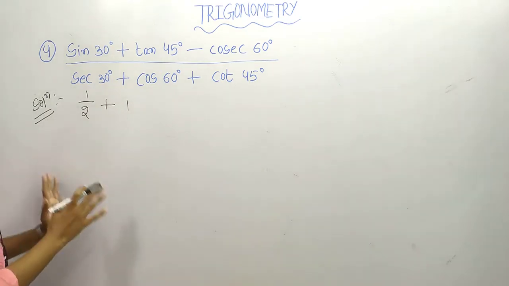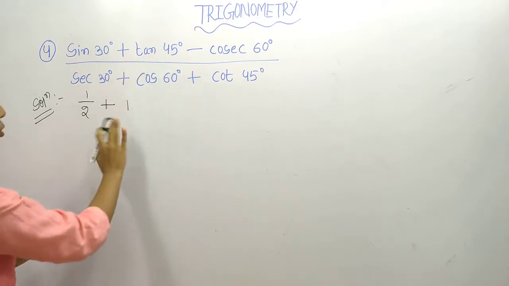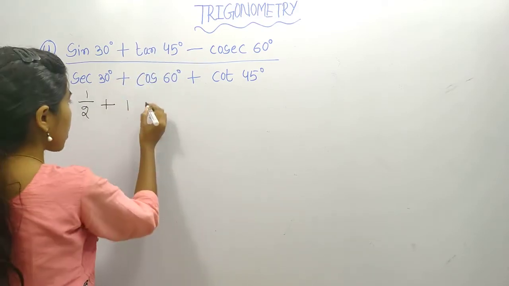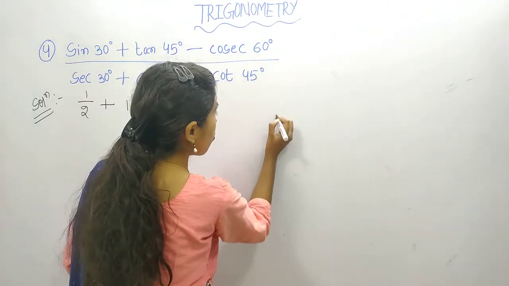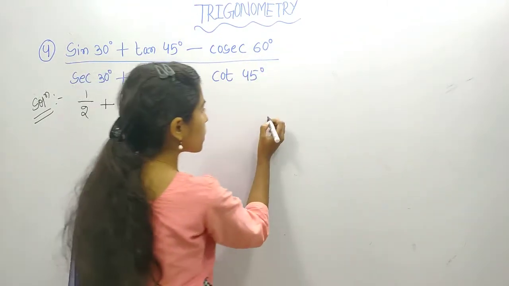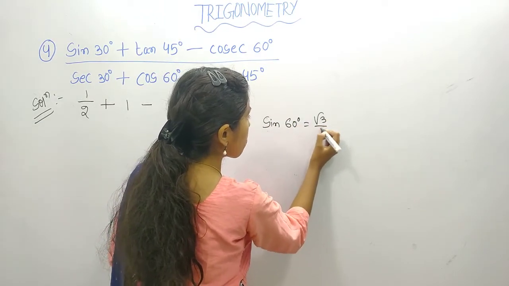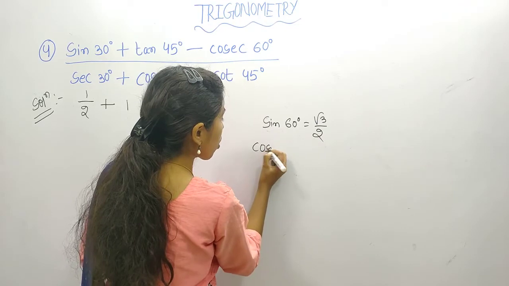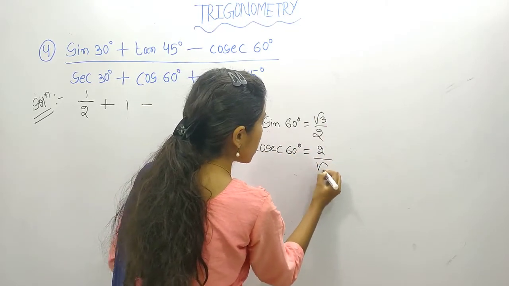So this is our next question. Sin 30 degree value is 1 by 2, plus tan 45 degree value is 1, minus. Now we have to find cosec 60 degree. Cosec is the reciprocal of sine. Sin 60 degree value is root 3 by 2. So cosec 60 degree will be the reciprocal, means 2 by root 3.